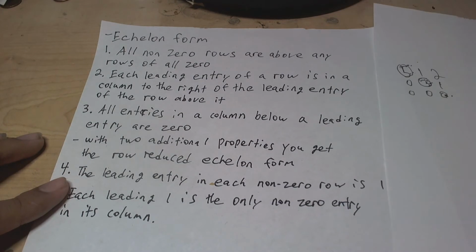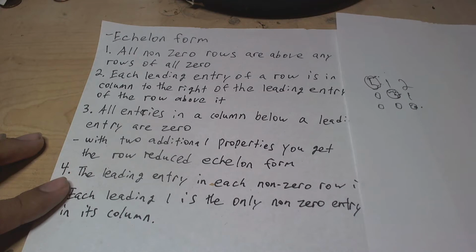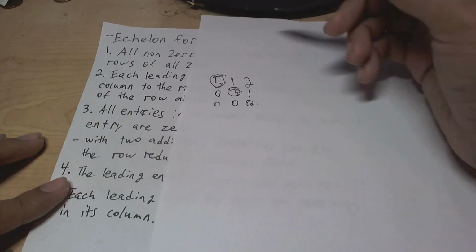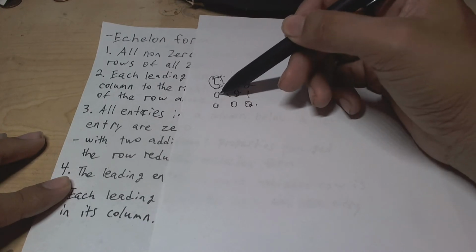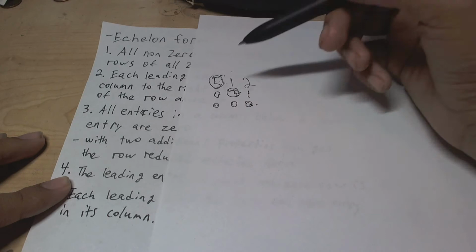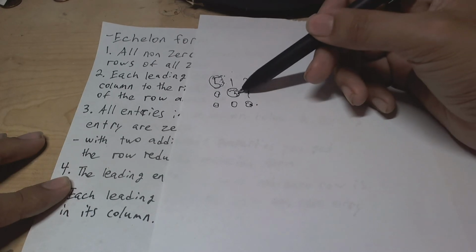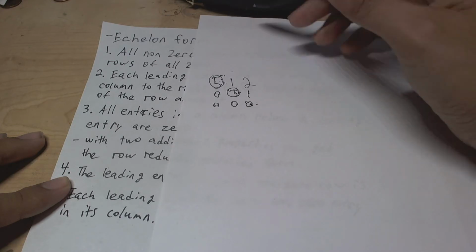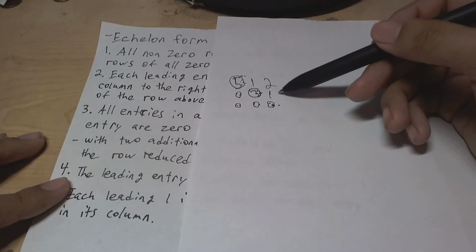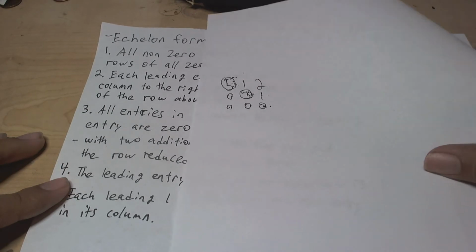Then there is the third property. All entries in a column below a leading entry are 0. Let's see, how can I explain this? So over here, this is the leading entry. All the entries below the leading entry are 0. Okay? Another leading entry. All the entries below this leading entry are 0. So this meets the criteria for echelon form.